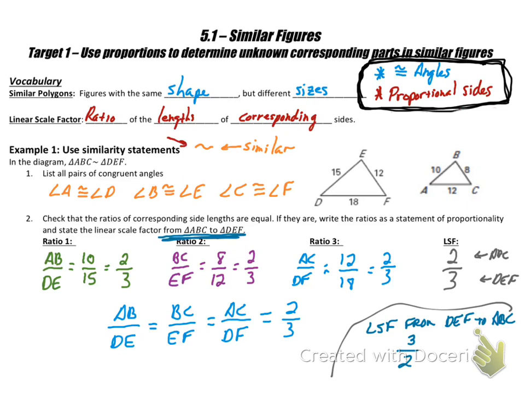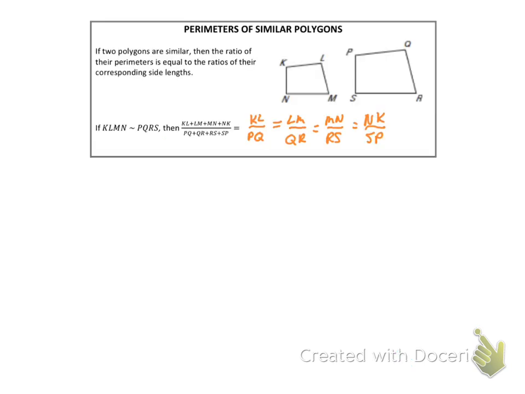Okay, so in the bottom right-hand corner, let's say I flipped it around. I said, what's the linear scale factor of triangle DEF to triangle ABC? Well, then I just flip my linear scale factor because the DEF segments are going to be on top. So that's going to be 3/2. And that's showing that triangle DEF is 3/2 the size of triangle ABC. So it's an enlargement. It's getting bigger. Okay, so that's going to wrap up that first slide.